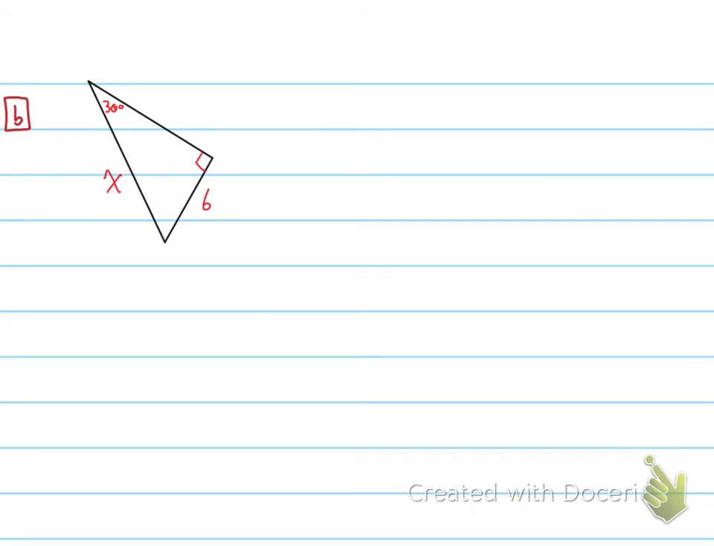Now let's look at another example. I want to solve for x again. Anchored at 30, I see that 6 would be my opposite side, and x is my hypotenuse because it's that longest side across from the right angle. So to set that up, I do sine 30 equals O over H, which is 6 over x.